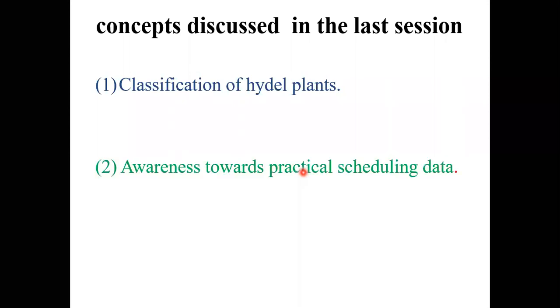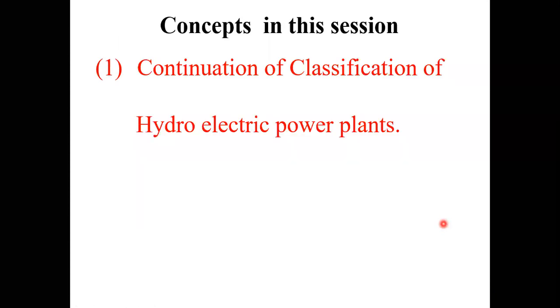And after completion of the three topics, we have seen how to see the practical scheduling data by considering an official website. So already we have seen these two points in the last class. Now in this class, we will see the continuation of the last class, that is classification of hydroelectric power plants. One classification is the one that depends upon the storage of water.